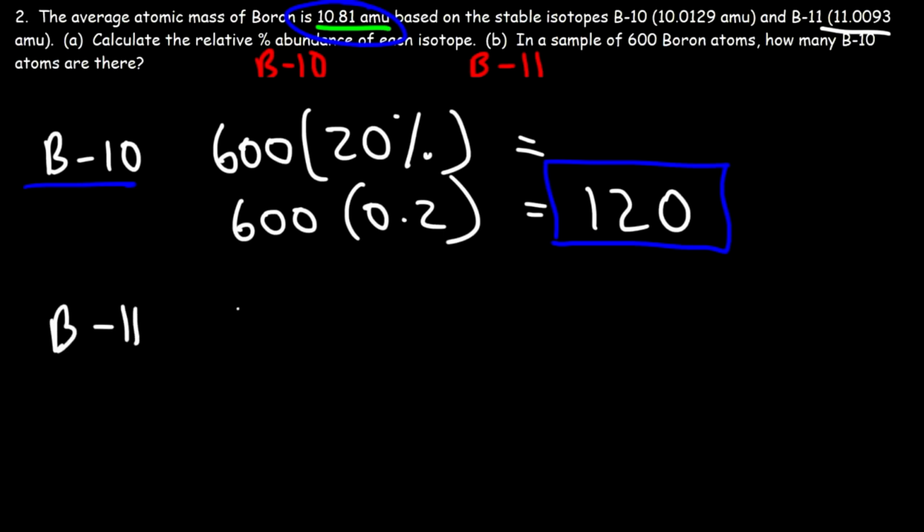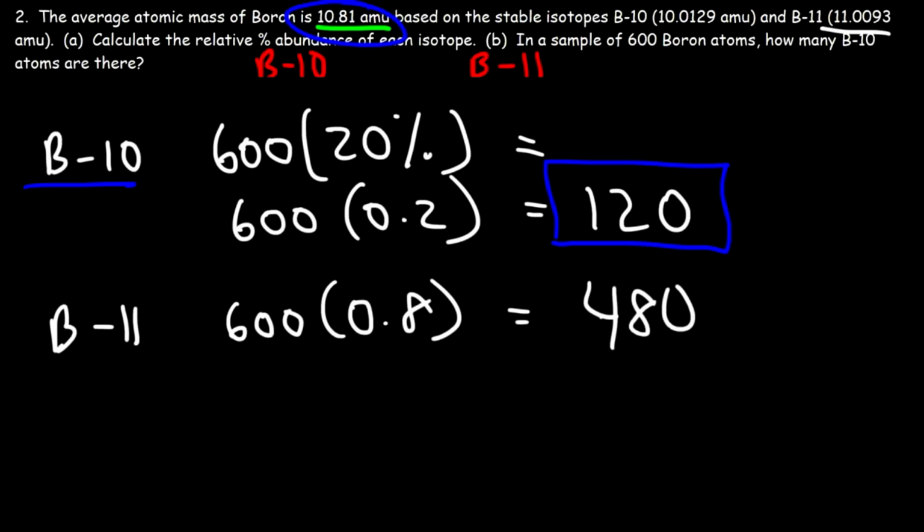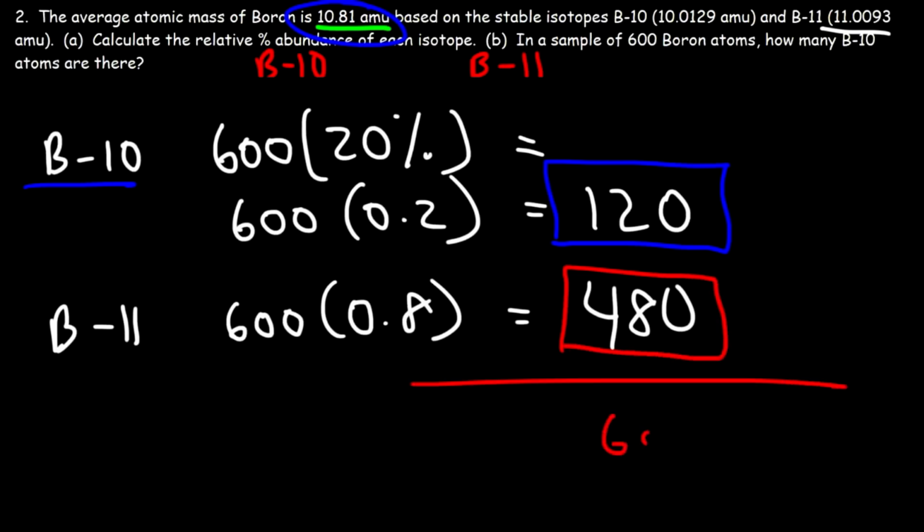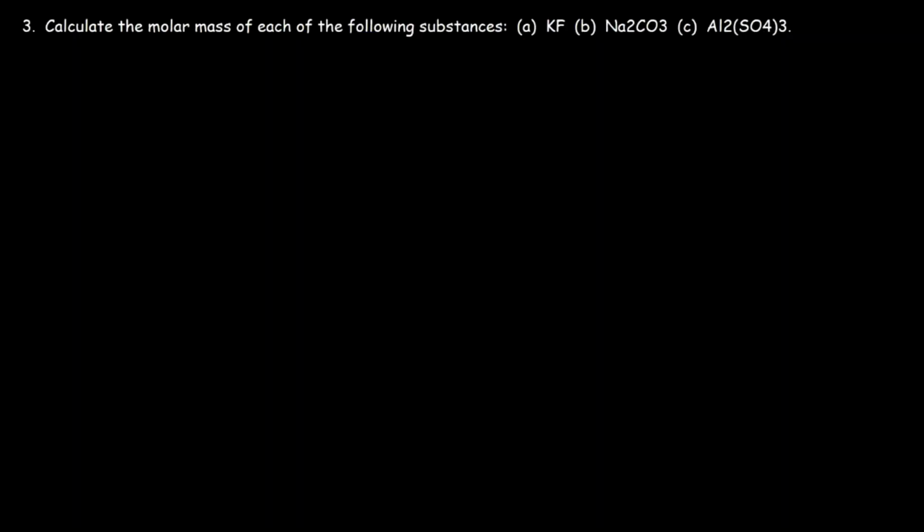In the case of B11, it's 600 times 0.8, and that's going to be 480 B11 atoms. And as you can see, the total adds up to 600. So if you had a sample of, let's say, 1,000 boron atoms, 800 will be B11, and 200 of those 1,000 would be the B10 isotope. Now let's move on to the next problem.